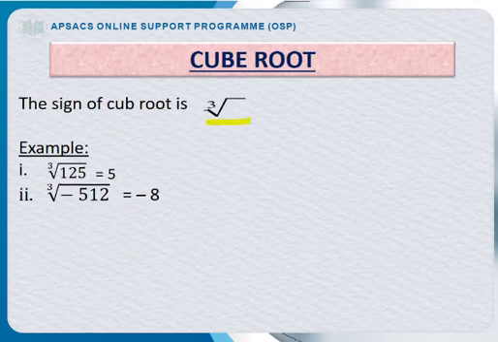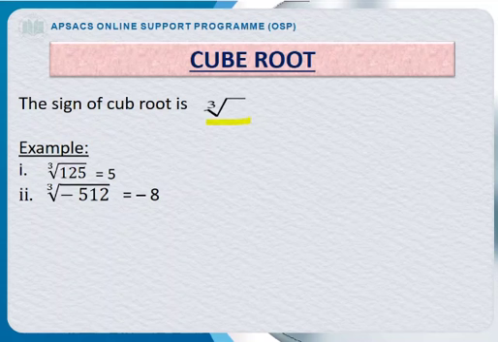Now our topic is cube root. The sign of cube root is this. As you can see on your screen, this is the sign for cube root. For square root, we never use 2 there, but for cube root, we will use 3 at this place. Now, let's see this example.